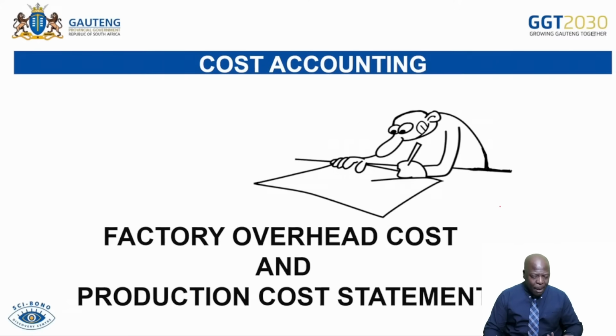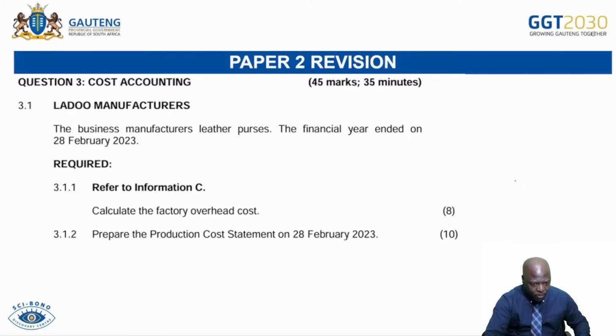To begin with, I'm going to start with my cost accounting and look at factory overhead cost and the production cost statement. Let us begin. This one is question 3 and it reads: Ladu manufacturers. The business manufactures leather purses and the financial year ended on 28 February 2023. And then we are required 3.1.1 and then 3.1.2.